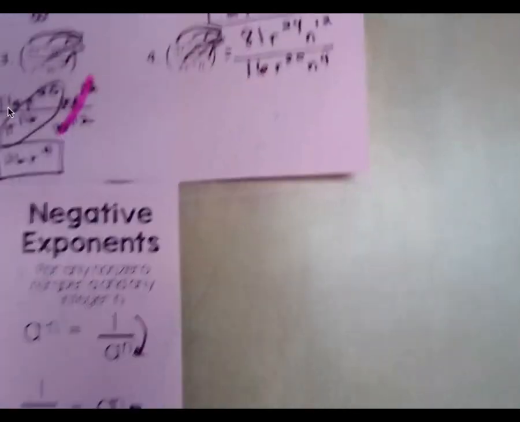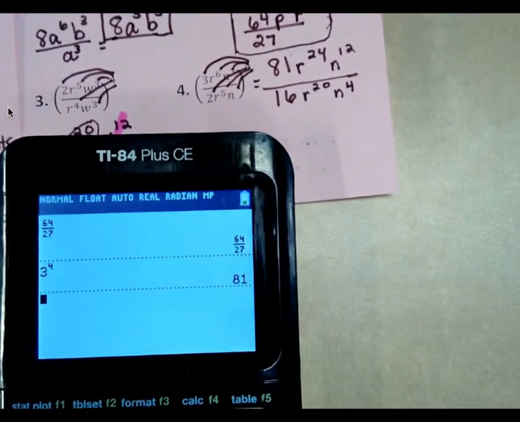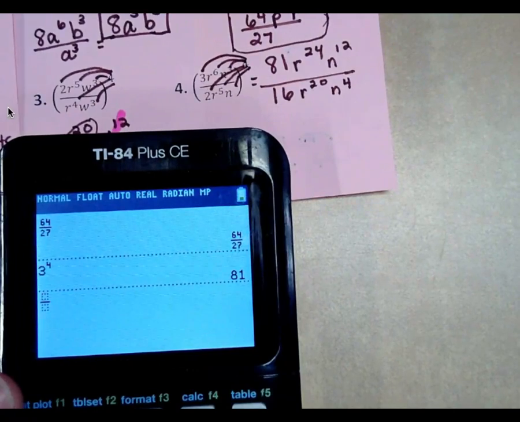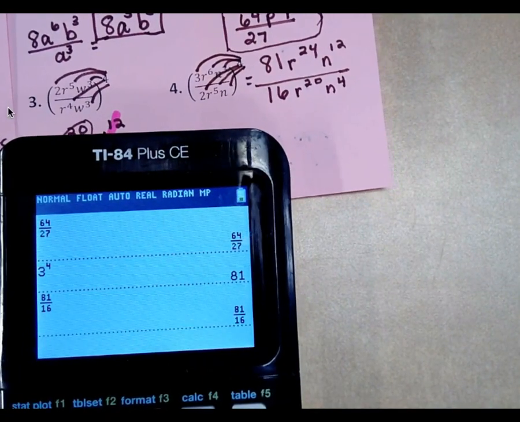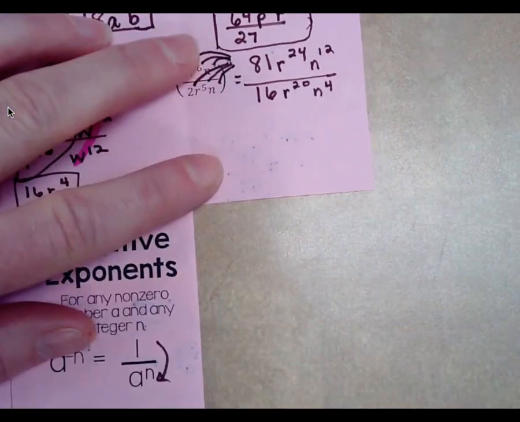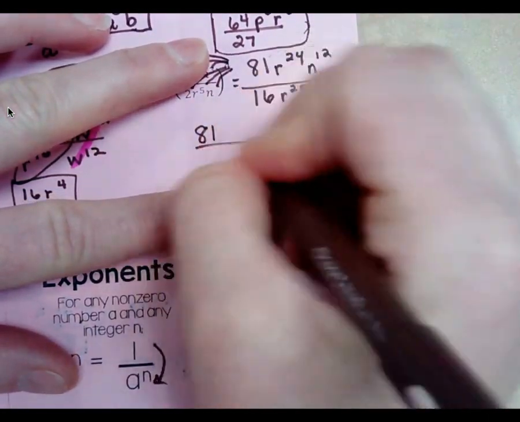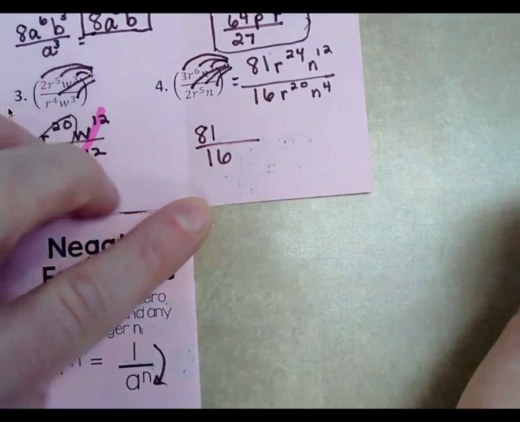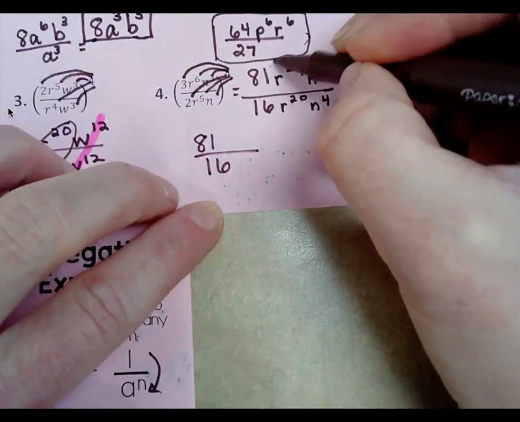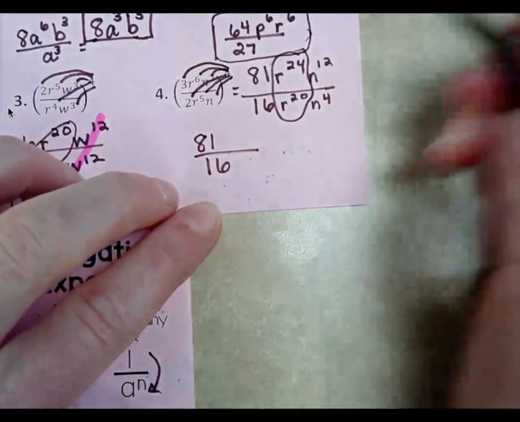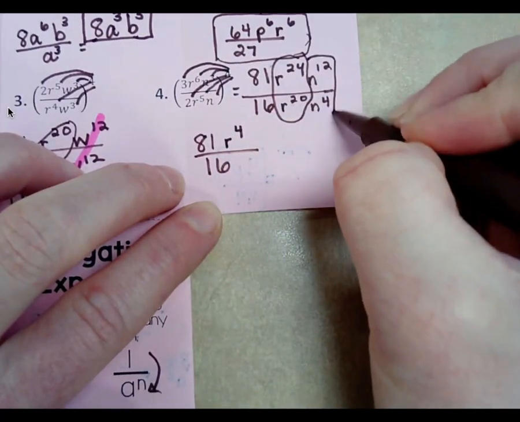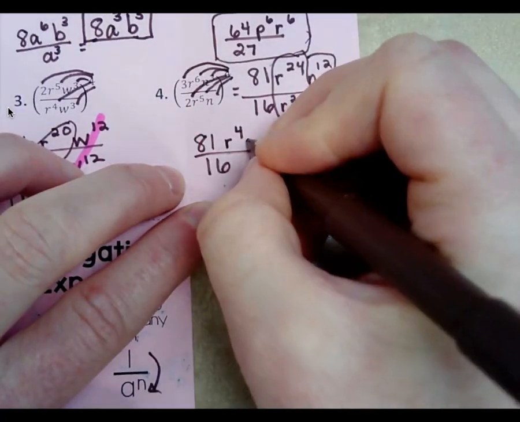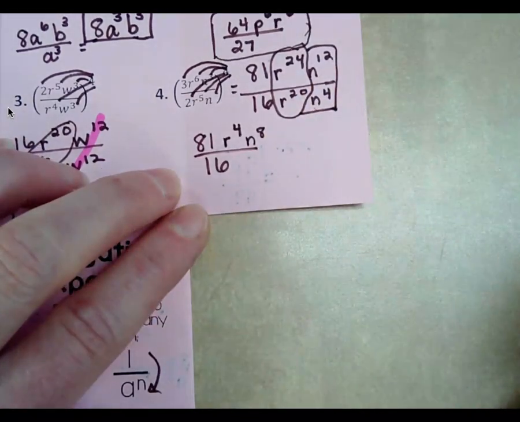See if we can reduce our numbers. Let's put it in as a fraction. 81 over 16. Nope, can't be done. So we'll just continue to have 81 over 16. And then look at our R's. R^24 and R^20. R^4. N^12 and N^4. And that's all we can do.